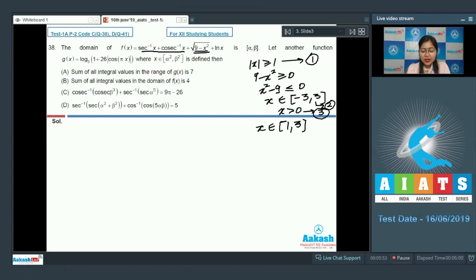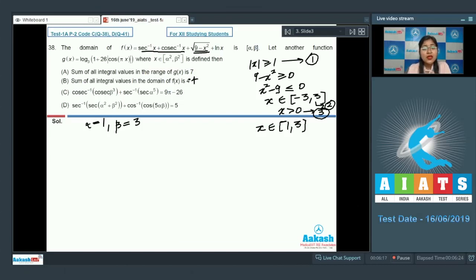This is the domain, which means that the value of alpha is equal to 1 and the value of beta is equal to 3. So we can say that the sum of the integral values in the domain of f(x) is 1 plus 2 plus 3, that is 6. So this option is incorrect.